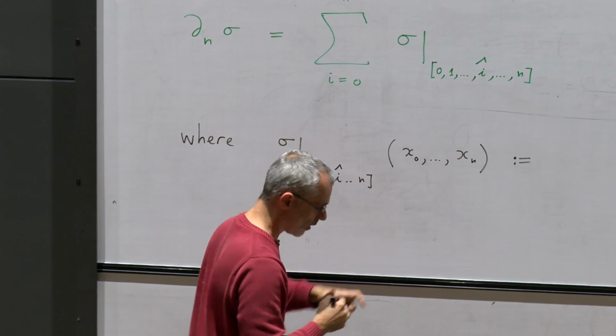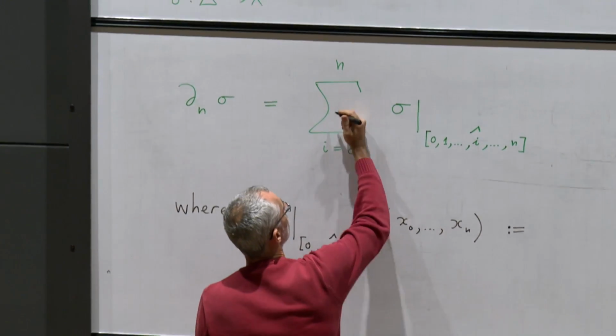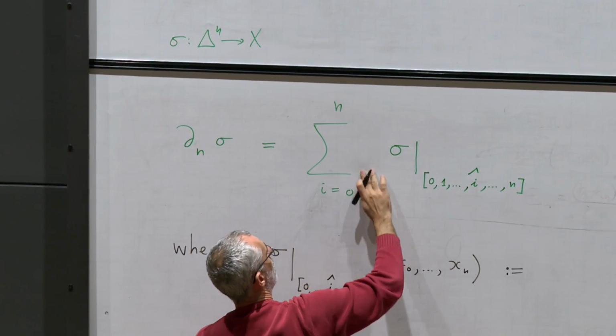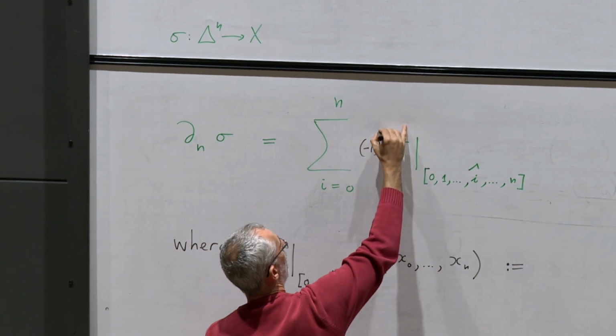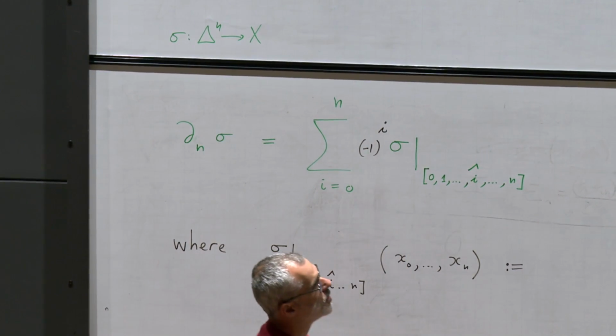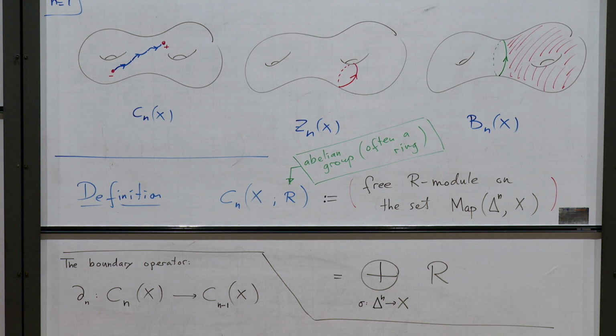oh, that's wrong, sorry. I forgot something very important. There's a (-1)^i, which is quite important. Otherwise, you would never, ever get these minus signs that I told you you should get.